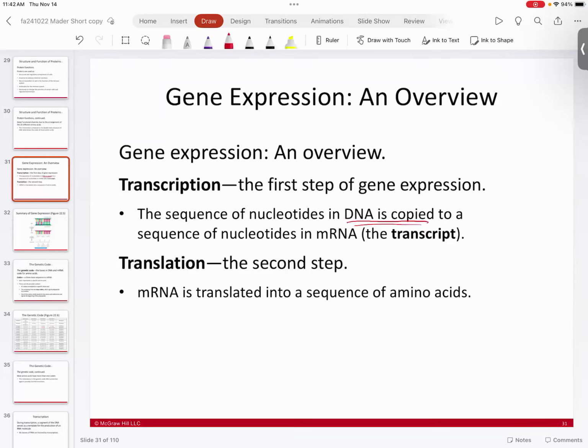But since I don't want the entire DNA genome, that is every single gene that you have, I just want my gene. Then what I'm going to do is I'm going to run off a copy of that sequence in the form of mRNA. That's your transcript. And then from there, I'm going to take it to the ribosome, and I'm going to have that mRNA translated into amino acid sequence, and that's the process of translation.